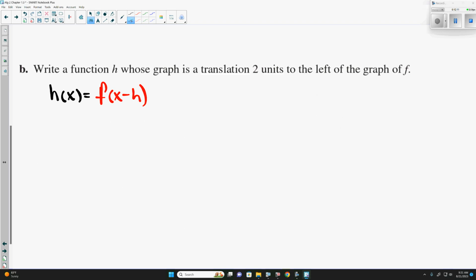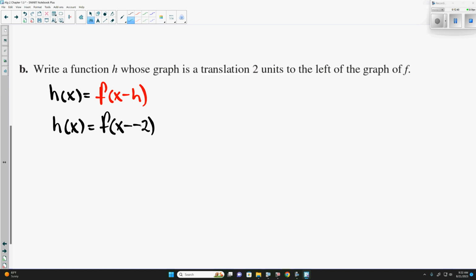Now with this one here, so we have h of x equals f of x minus, what's our value of h? So it would be 2, yes? Left, is it a positive or negative movement? So this is actually negative 2. When we look at it and try to identify it, it is the opposite of what we think.